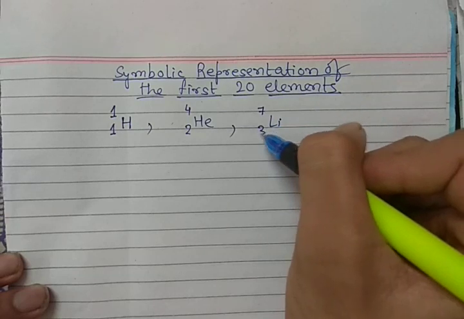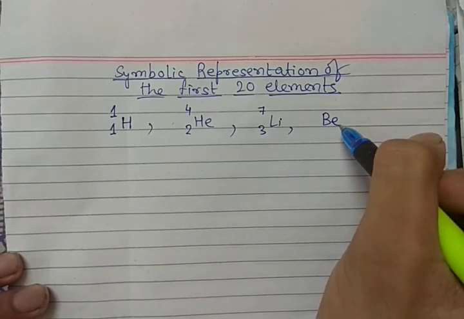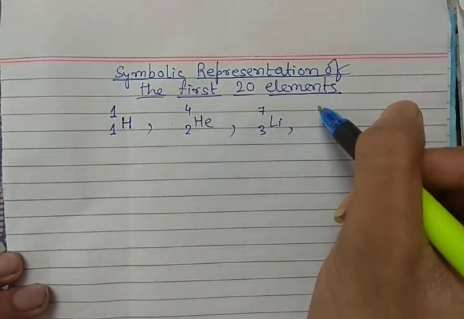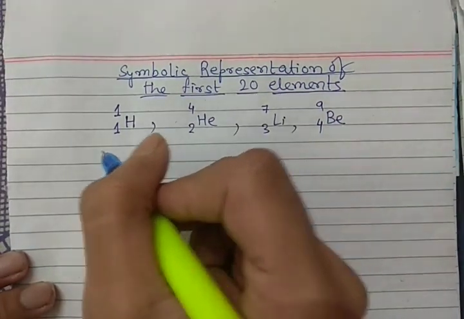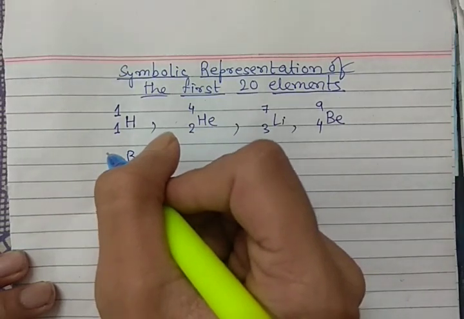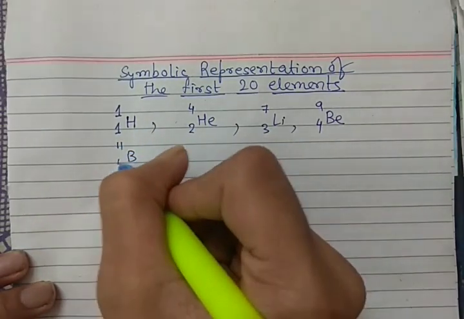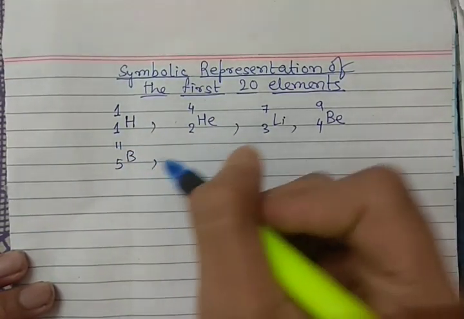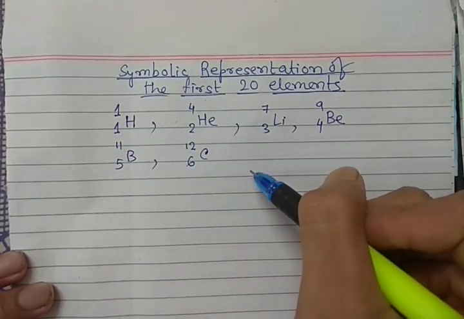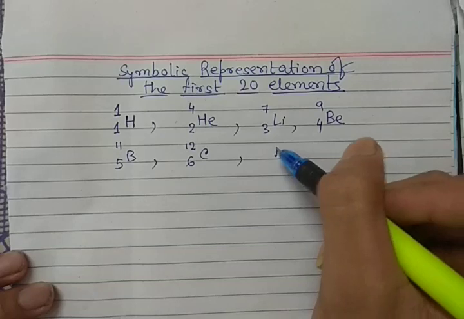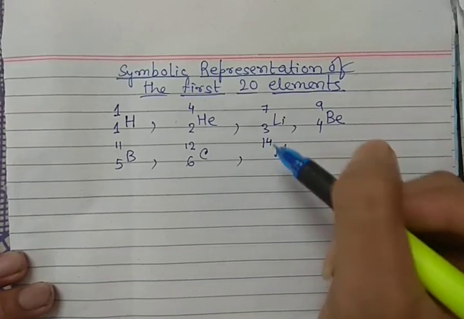Li, 7 and 3. Beryllium is represented by Be, 9 and 4. Okay, after beryllium comes boron. Boron is represented by B, 11 and 5. Okay, after boron carbon. Carbon is represented by 12 and 6. After carbon comes nitrogen. Nitrogen is represented by 14 and 7.